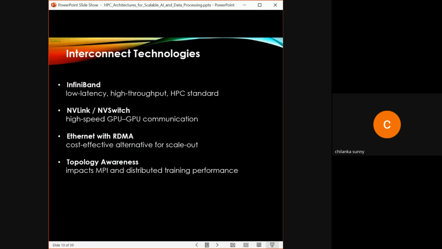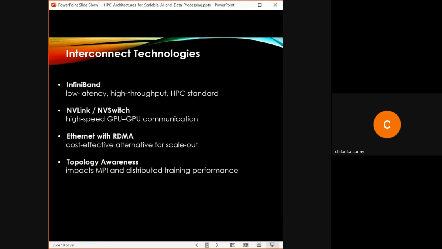For GPU clusters, we have the NVLink and NVSwitch from NVIDIA. They play a critical role. They provide extremely high-speed GPU-to-GPU communication inside a server, reducing the data transfer overhead during distributed training. On the other hand, Ethernet with RDMA, or remote direct memory access, is emerging as a cost-effective alternative. It can deliver near-InfiniBand performance, but at a lower cost, making it attractive for large-scale AI clusters.